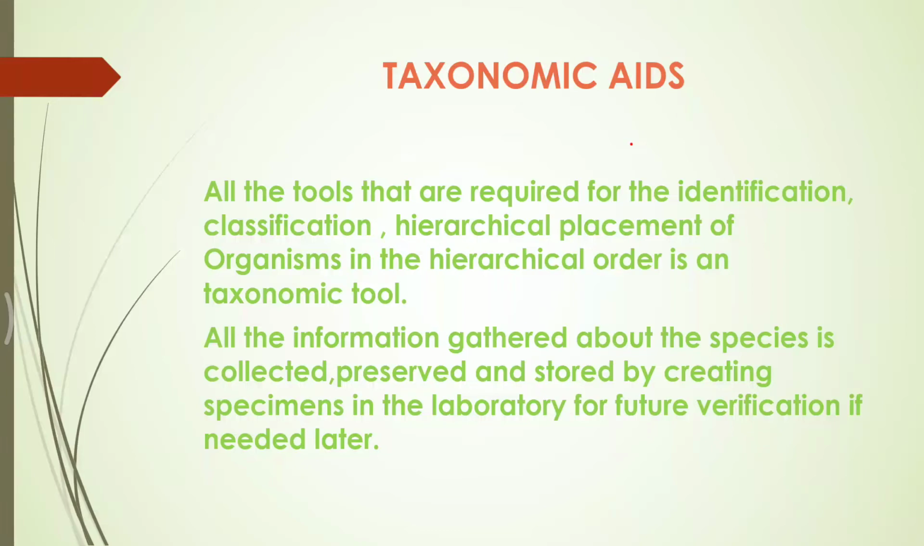Students, again, we have to discuss the taxonomic aids. These taxonomic aids are certain tools which are utilized by the taxonomists in order to group organisms on the basis of the similarities and dissimilarities. And after grouping them, they keep these organisms in a specified environment. Sometimes they are preserved, sometimes they are stuffed, sometimes they are kept as living specimens.